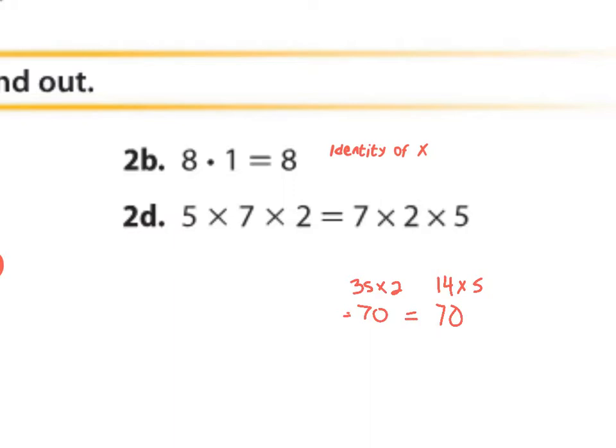So it doesn't change the product, but we did change the order, right? 5 times 7 times 2, or 7 times 2 times 5. What do we call this? We call it commutative of multiplication.